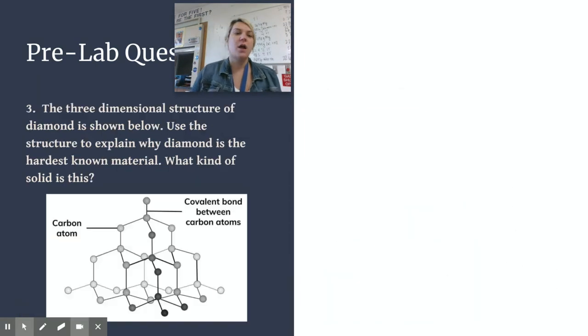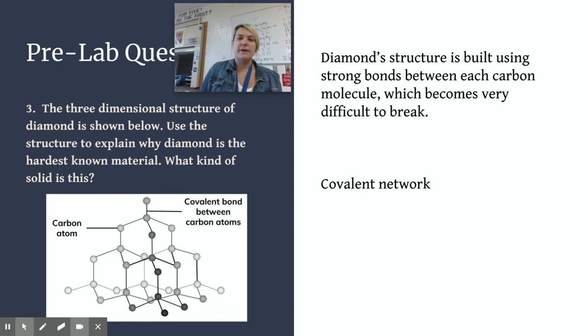That's question 2. Question 3. The three-dimensional structure of diamond is shown below. Use the structure to explain why diamond is the hardest known material. What kind of solid is this? Okay, so we see covalent bonds happening, and like we talked about in the background, it's forming this really rigid structure, right? Since those covalent bonds are forming with each other and they're making themselves bigger, their strength is going to increase. So the diamond structure is built using strong bonds between each carbon atom, which becomes very difficult to break. This is considered a covalent network.